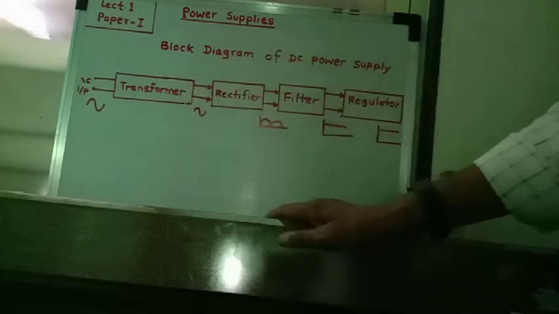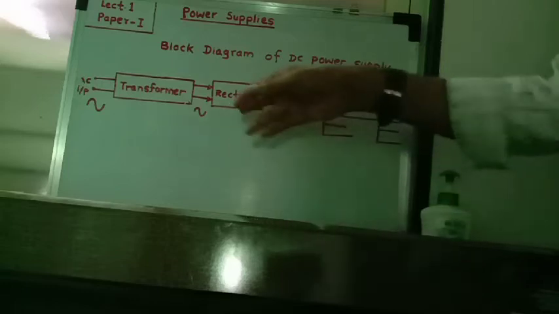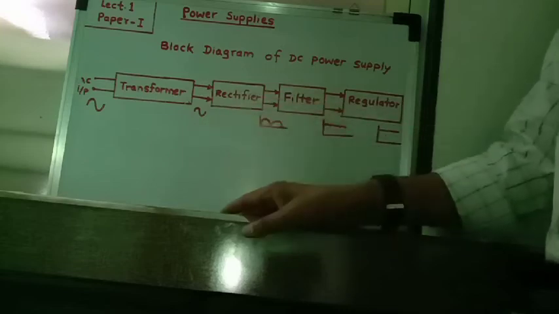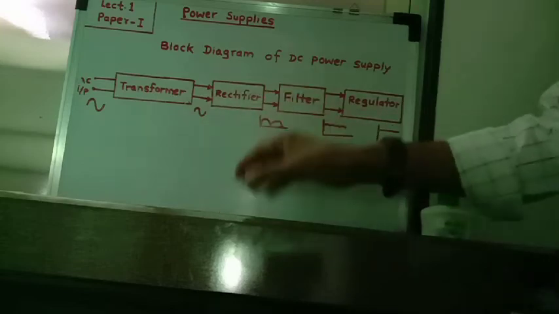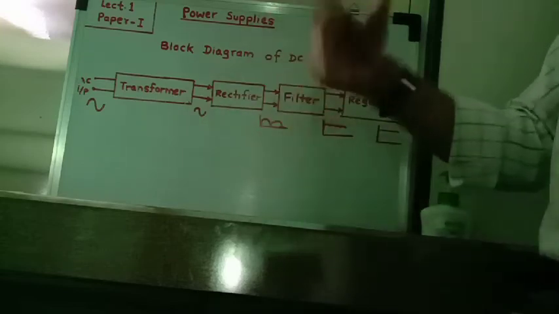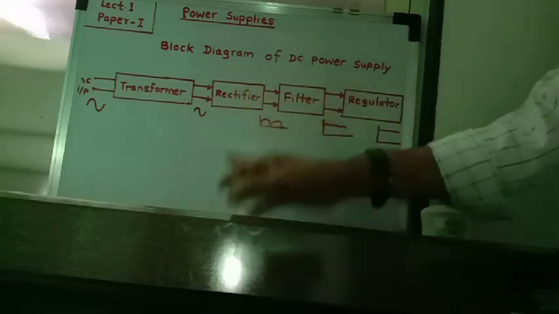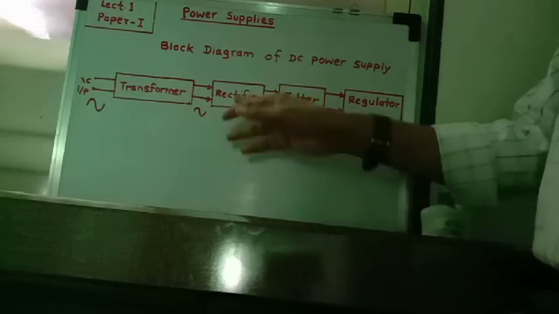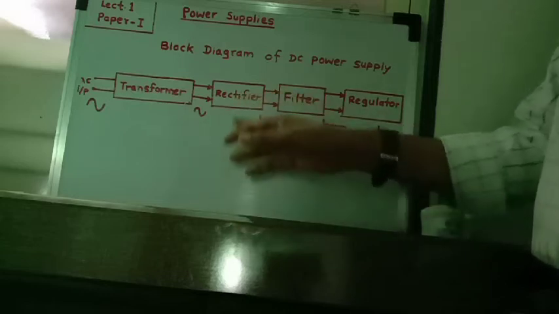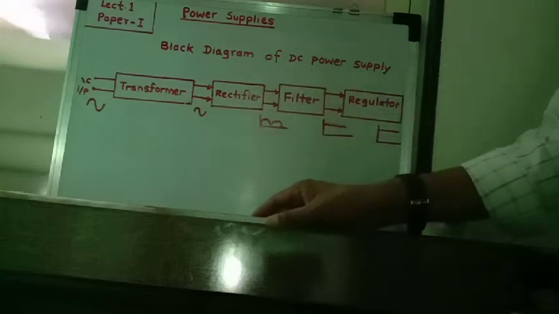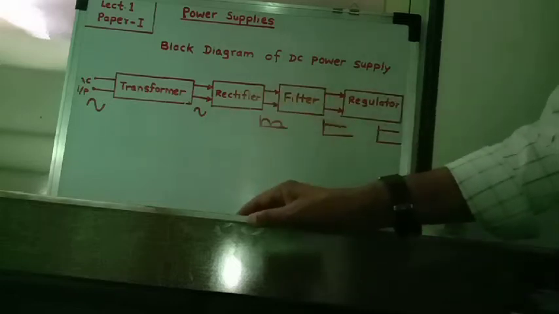The function of this rectifier circuit is to convert AC voltage into DC voltage. A rectifier is a device which converts AC voltage into DC voltage. These rectifiers are of three types: half wave rectifier circuit, center tapped full wave rectifier circuit, and bridge full wave rectifier circuit.